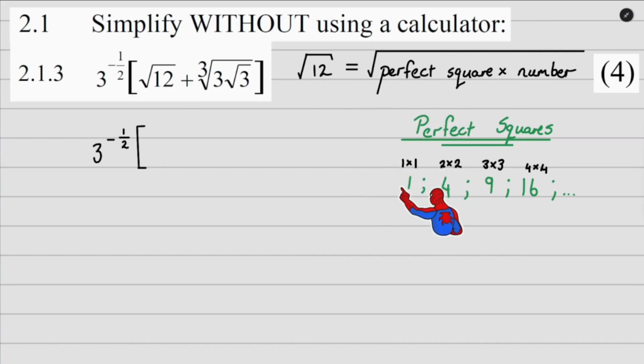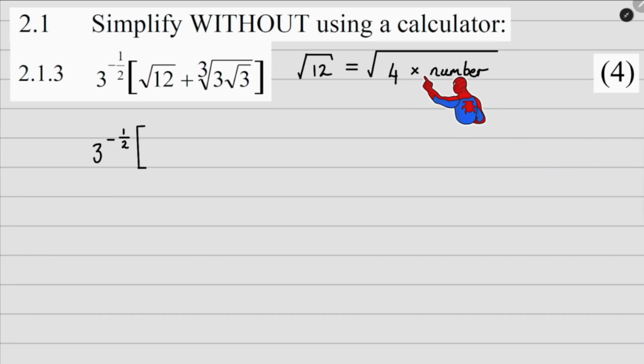And you can't use 1. So I ask, does 4 fit into 12? It does indeed, my friend. So we found the perfect square that fits into 12. And then I ask myself, 4 times a number should give me 12. So 4 times 3 will give me 12.